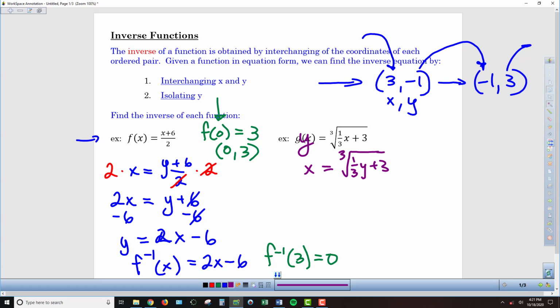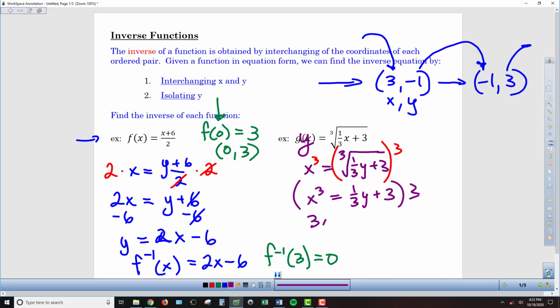So the first thing I'm going to do is go ahead and cube both sides of the problem, to get rid of that cube root. So I get x cubed equals 1/3 y plus 3. The cube root and the cube cancel each other out. At this point, there's a couple different ways I can approach things. I'm going to go ahead and multiply everything by 3. I know I'm going to have to do that eventually, so I'll just do it right away.